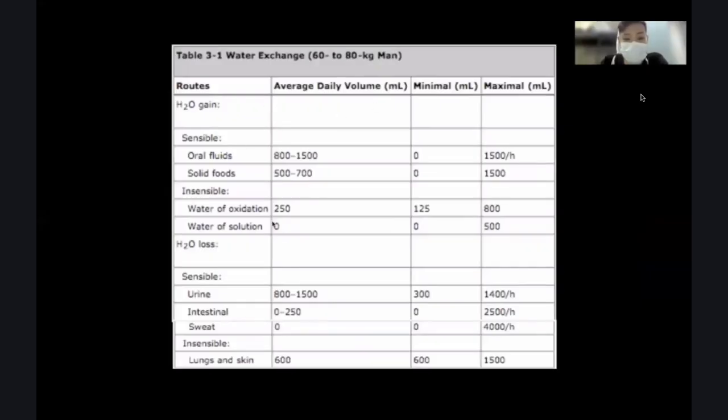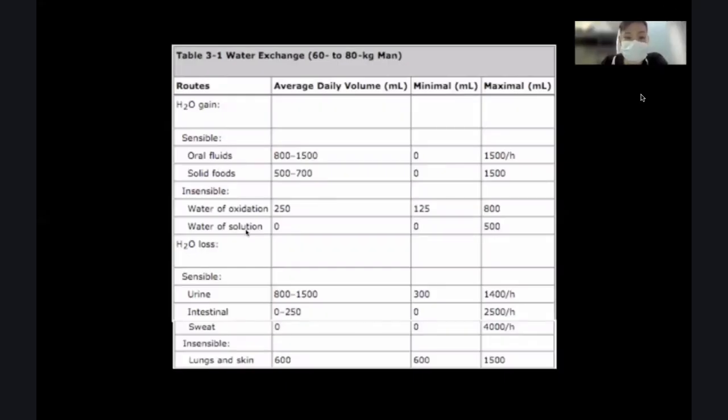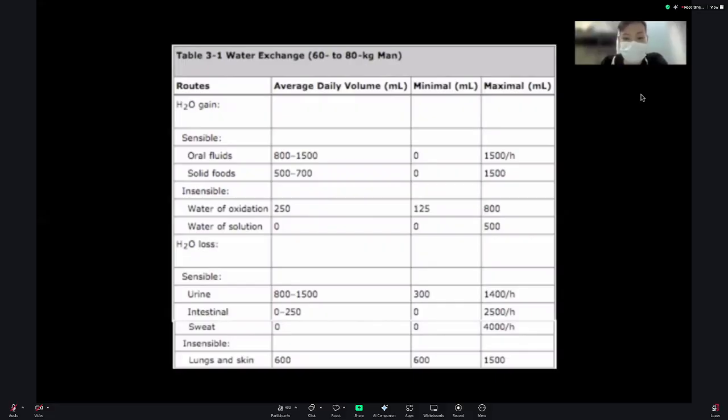So again, this is a table from Schwartz. As you can see, it just shows the average daily volume that an average 70 kilogram male consumes: oral fluid, solid food, insensible intake. We also have insensible output. So no need to memorize this. It just shows how fluid is being balanced in the body.